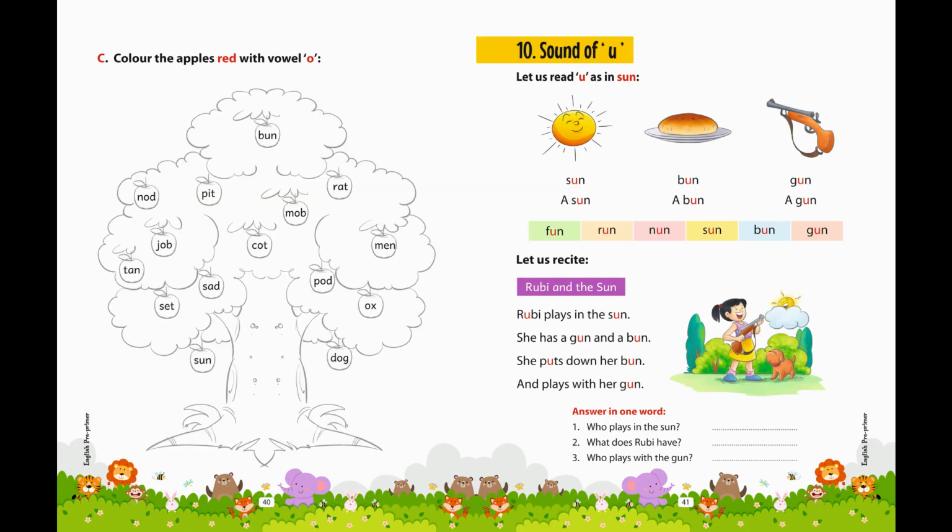Hello, little learners. Look at this beautiful apple tree. Each apple has a word written on it. Your job is to find and color the apples red that have the short vowel sound O, like in cot, pod, or job.